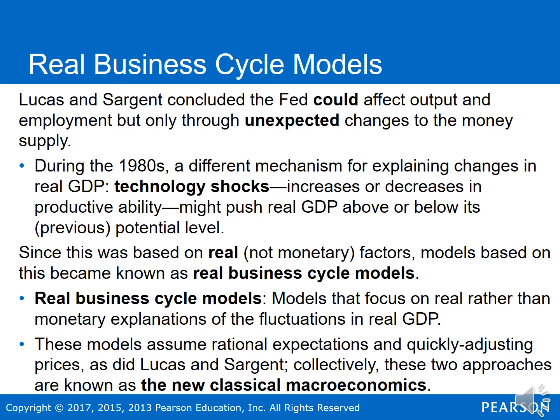So real business cycle models are models that focus on real rather than monetary explanations of fluctuations in GDP. They focus on technology shocks, productivity improvements, things that are going on in the real world, not just policymakers influencing the money supply. Now, these real business cycle models assume rational expectations and that prices quickly adjust, rather than being sticky and slow to adjust. So when you combine the real business cycle models and Lucas and Sargent's rational expectations models, they are called new classical macroeconomics. They fall under the same basic category.